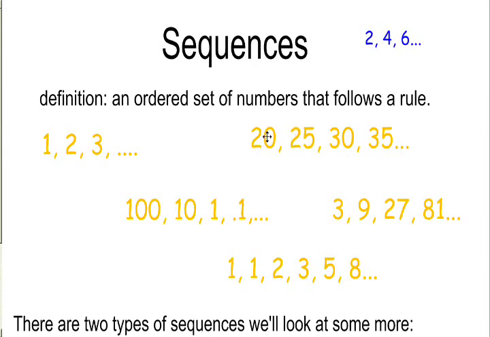In your notes, you have this one, 20, 25, 30, 35. That's the sequence. The pattern is +5 because I continually add 5. All right, so patterns and sequences. Now there's two kinds of sequences, and we're going to talk about those two kinds of sequences.